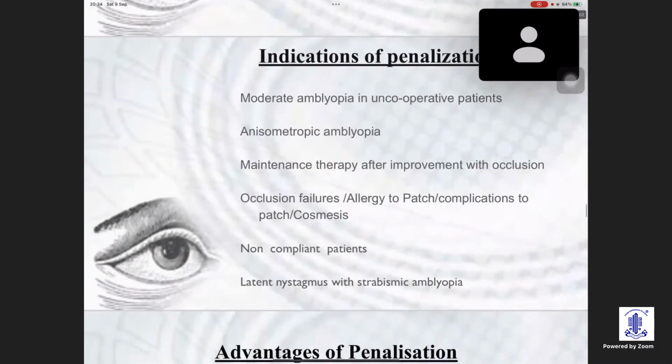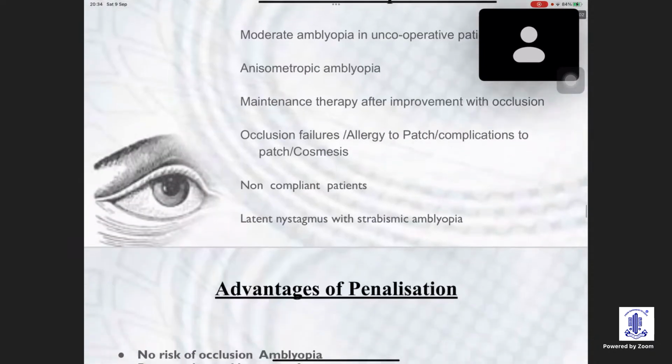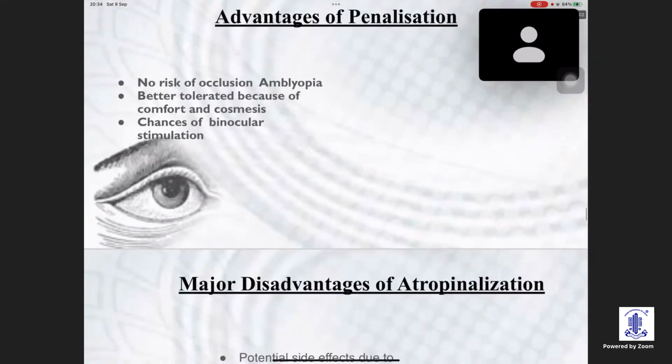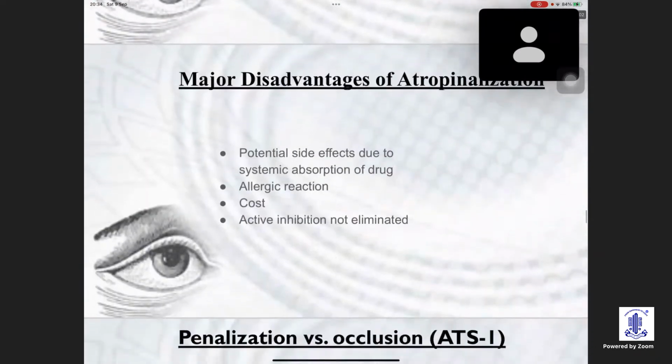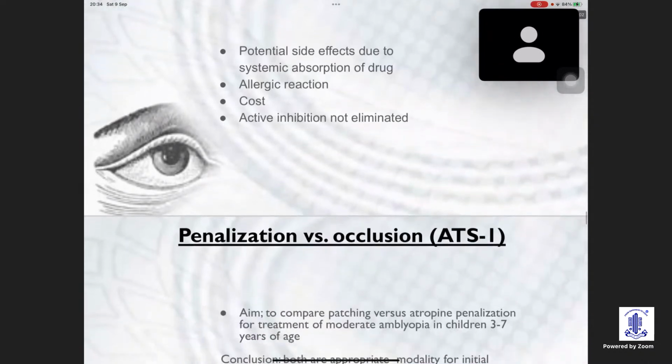Penalization is indicated in moderate amblyopia in uncooperative patients, anisometropic amblyopia as a maintenance therapy, occlusion failure, allergy to the patch and complications of the patch, non-compliant patients, and latent nystagmus with strabismic amblyopia. There is no risk of occlusion amblyopia. It is better tolerated because of comfort and cosmesis. The major disadvantage is potential side effects due to systemic absorption of the drugs.